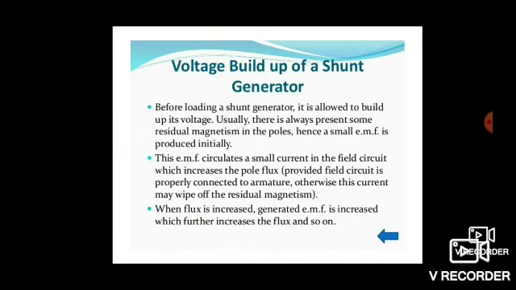Then voltage build-up of a shunt generator. Before loading a shunt generator, it is allowed to build up its voltage. Usually, there is always present some residual magnetism in the poles. Hence, a small EMF is produced initially. This EMF circulates a small current in the field circuit, which increases the pole flux. When flux is increased, generated EMF is increased, which further increases the flux and so on.